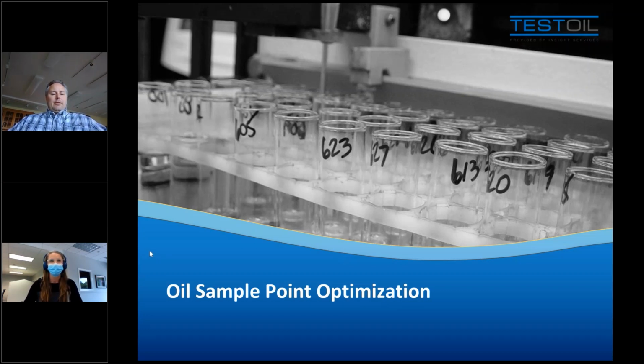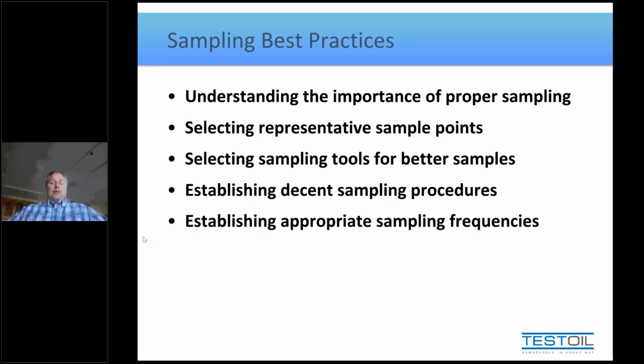All right, thank you, Heather. So yes, today's presentation is on oil sample point optimization. Basically, we're going to run through about 5 steps. First step is how to select if you should even sample the equipment, and then where you would sample that piece of equipment. Then we'll get into the procedures and frequencies and show you a little bit of tools. But the first thing I'd like to start with is a discussion about the importance of sampling and sampling well.